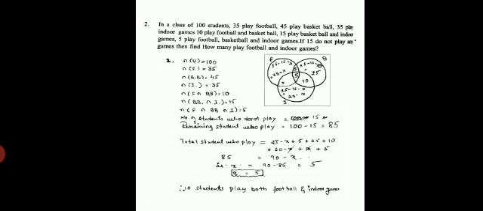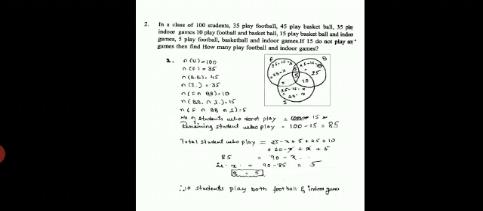Students, this question contains 3 different sets. That is, one set contains the number of students who are playing football, the second set contains the number of students who play basketball, and the third set contains the number of students who are playing indoor games. Now, some students are playing both the games, football as well as basketball, basketball as well as indoor games, as well as football. Okay, some students are playing all the 3 games. So, write down all the data first.